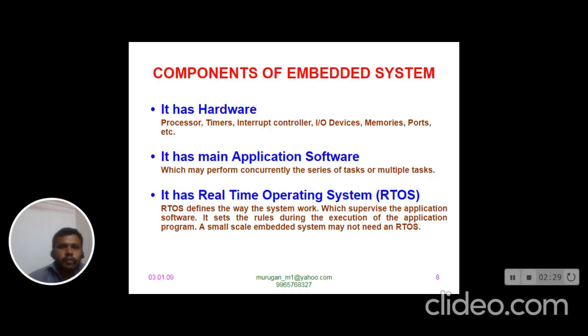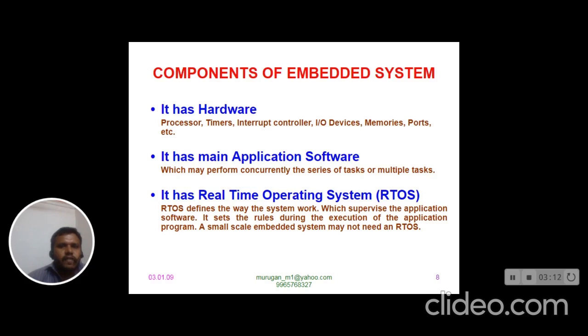In the hardware, we are having processor, timers, interrupt controllers, IO devices, and the other accessory parts. In the main application software, we are going to decide which application software we are using for the particular application. In general, we are following C, C++, and Hi-Tech C for the application software in case of embedded system. In addition to that, embedded C is one of the software we are going to use. Nowadays, we are also following Python and other software coming in the decades.